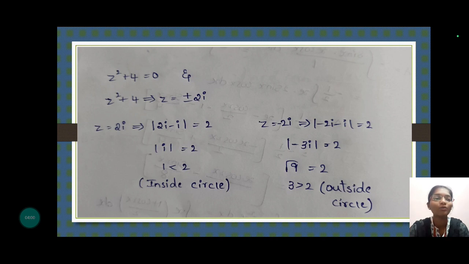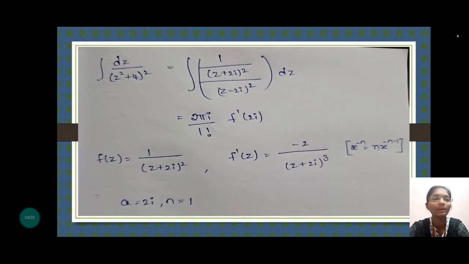So it lies inside the circle, as we saw in the diagram. For z equals minus 2i, modulus of minus 2i minus i, where minus 2i minus i becomes minus 3i, so modulus of minus 3i becomes root 9, that is 3, and 3 is greater than 2. It represents the outside of the circle, as seen in the diagram.